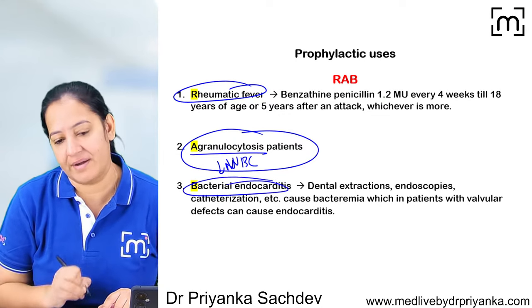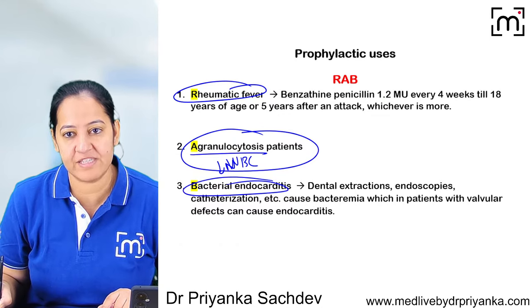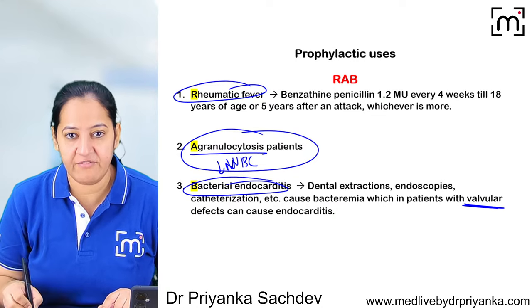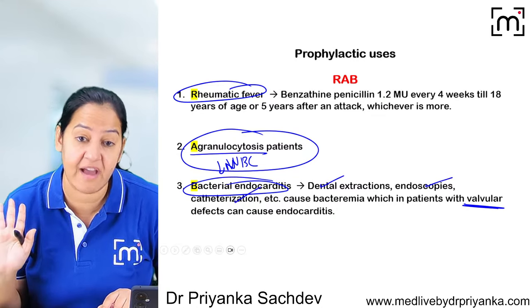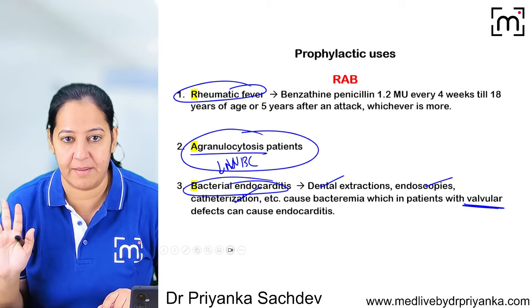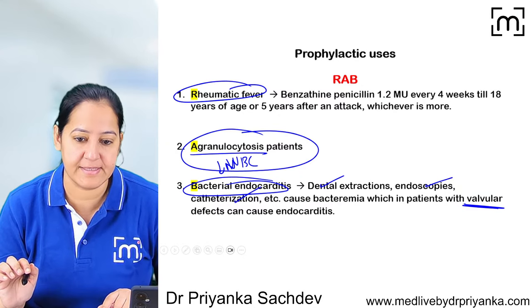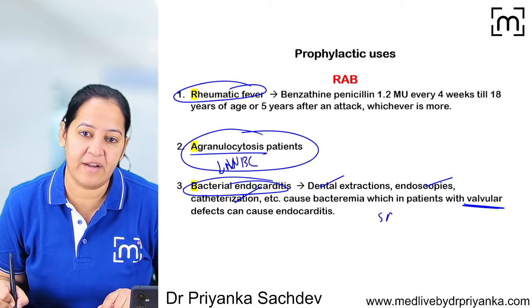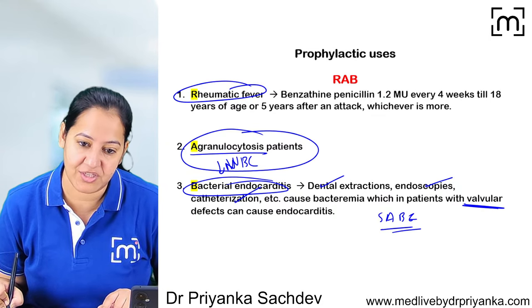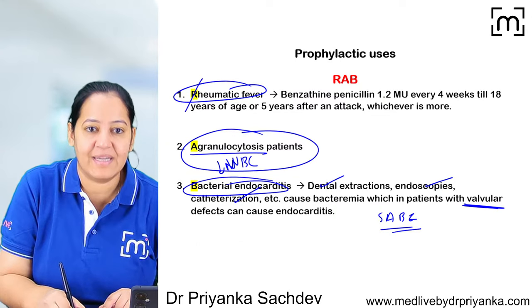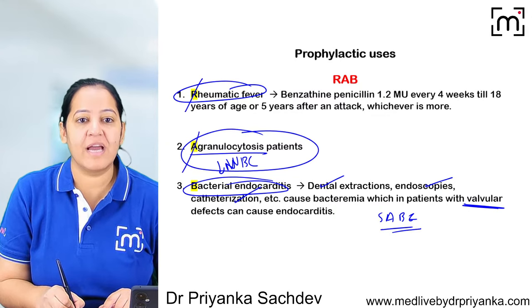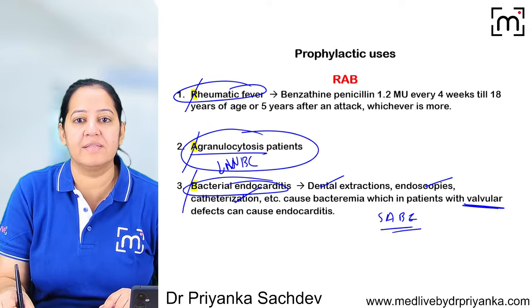And third is bacterial endocarditis, in the patient who already has some valvular disease. Whenever we do dental extraction, endoscopies, or catheterization in them, there's a high chance they can get endocarditis if they already have valvular disease. Subacute bacterial endocarditis, you may have read this in pathology. So we give it as a prophylaxis. So these are the three diseases: rheumatic fever, agranulocytosis patient, and bacterial endocarditis, the mnemonic is DROP. So tell me the uses.